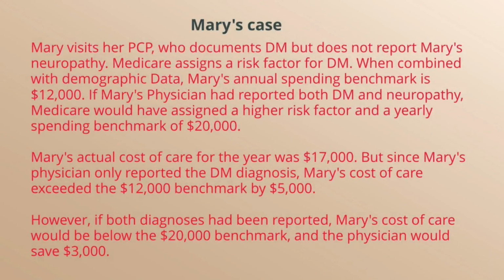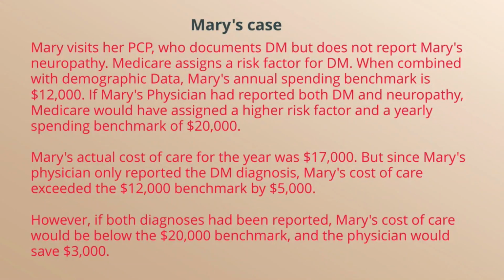Here's a good example. This morning, Mary visits her primary care physician, who documents diabetes but does not report Mary's neuropathy. CMS assigns a risk factor for diabetes. When combined with demographic data, Mary's annual spending benchmark is $12,000. If Mary's physician had reported both diabetes and neuropathy, CMS would have assigned a higher risk factor and a yearly spending benchmark of $20,000.